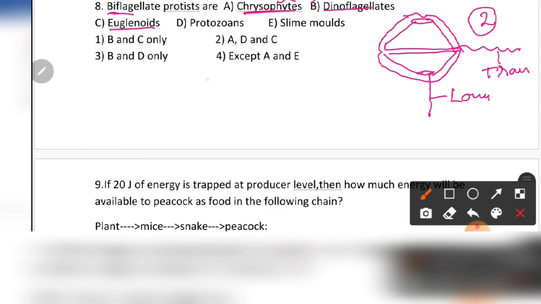And euglenoids, Euglena also has 2 flagella. This is the structure of Euglena. One smaller flagellum and one longer flagellum. So euglenoids. Protozoans are ciliated protozoans, amoeboid, flagellated, so they do not have 2 flagella. And slime molds are of fungal nature. No flagella are found in the slime molds. So the answer is dinoflagellates and euglenoids. So only B and C have 2 flagella. First option is the answer. Go for next question.